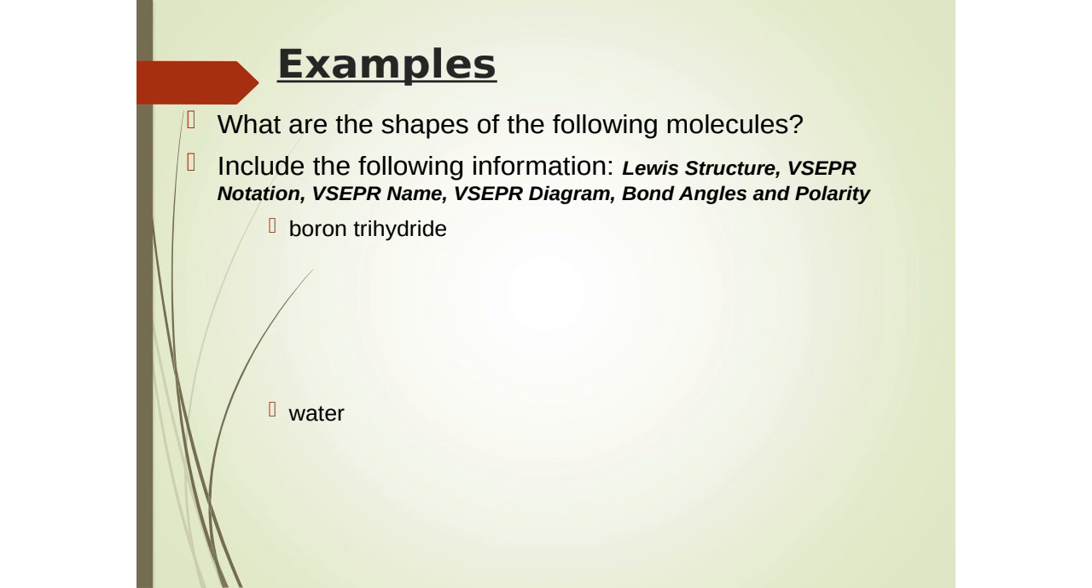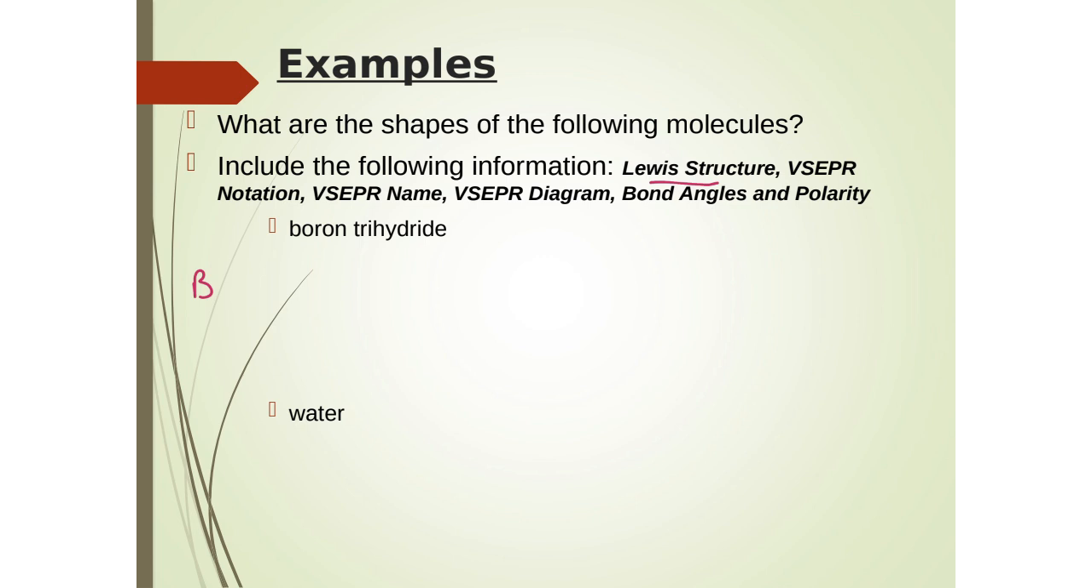So I'm going to do 2 examples with you. I'll leave the other 2 examples that are there for you to try. And we're going to go through all the steps that are required with VSEPR theory. So we're going to show the bonding for boron trihydride. The first thing that you do is you draw your Lewis structure. Lewis structure is rough work.